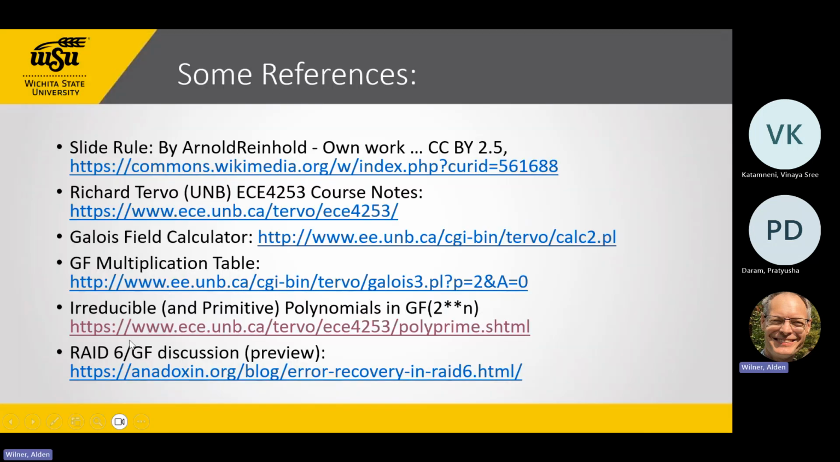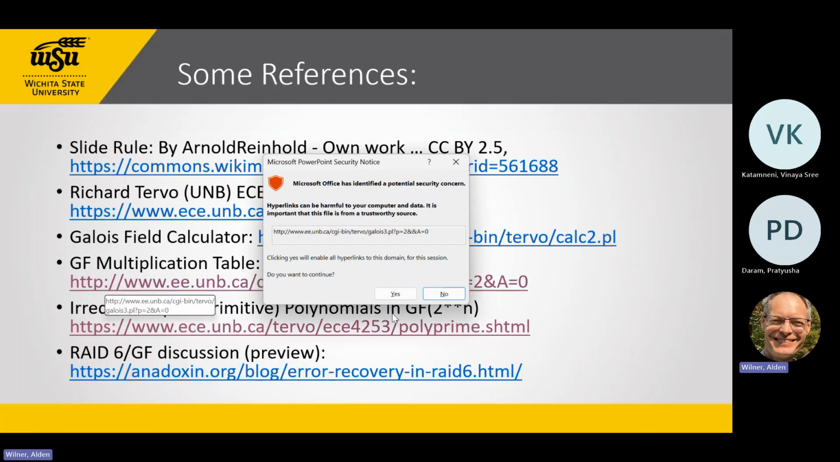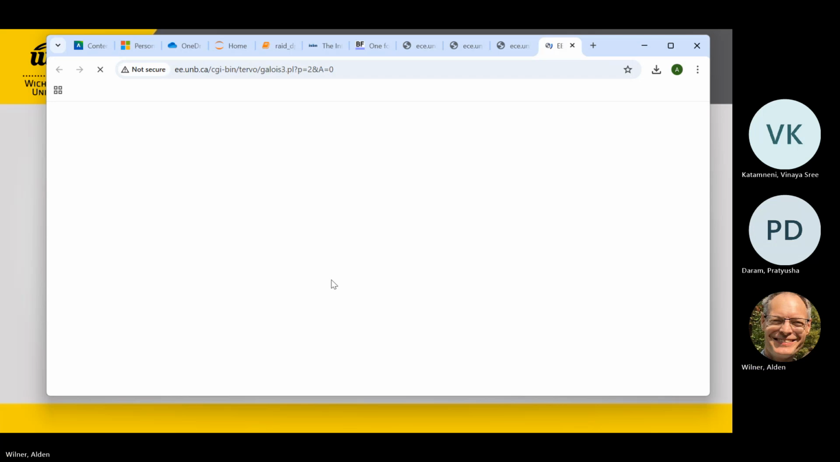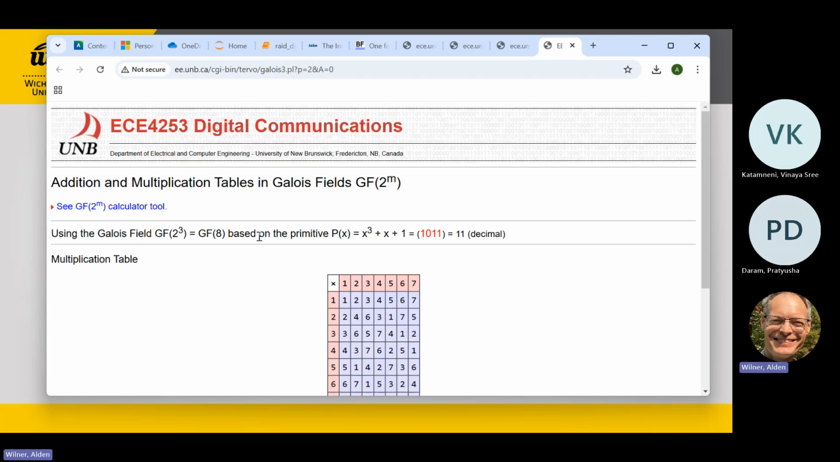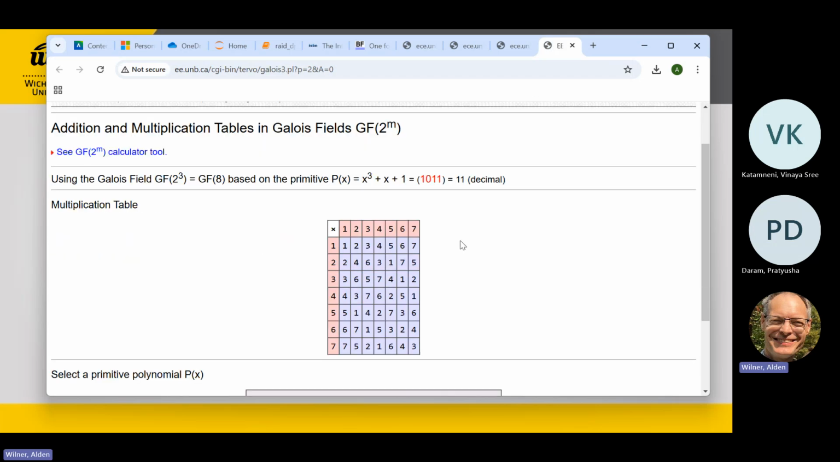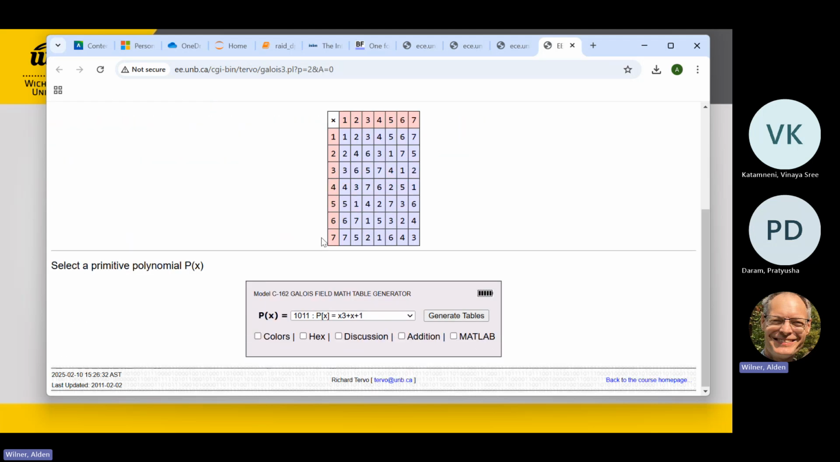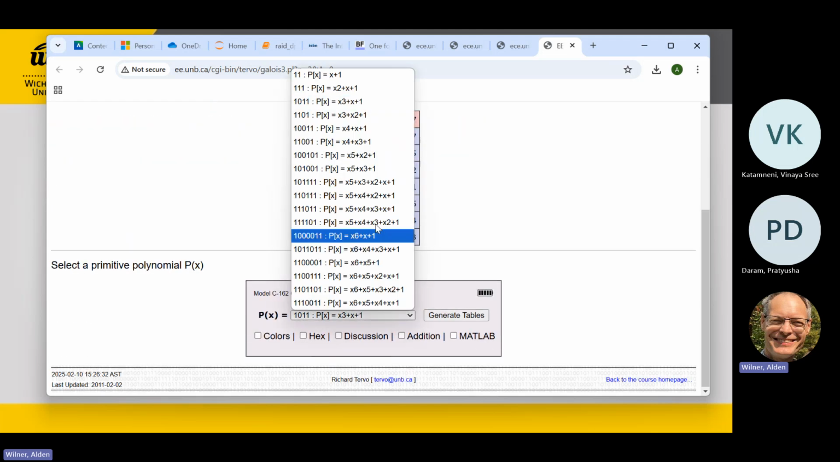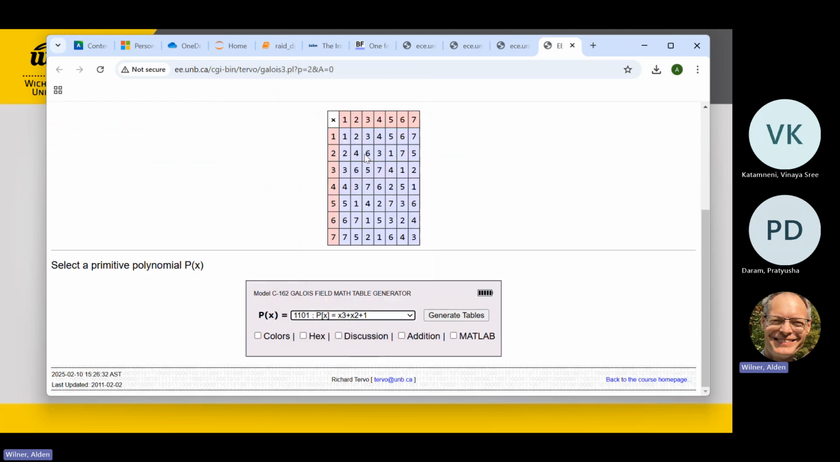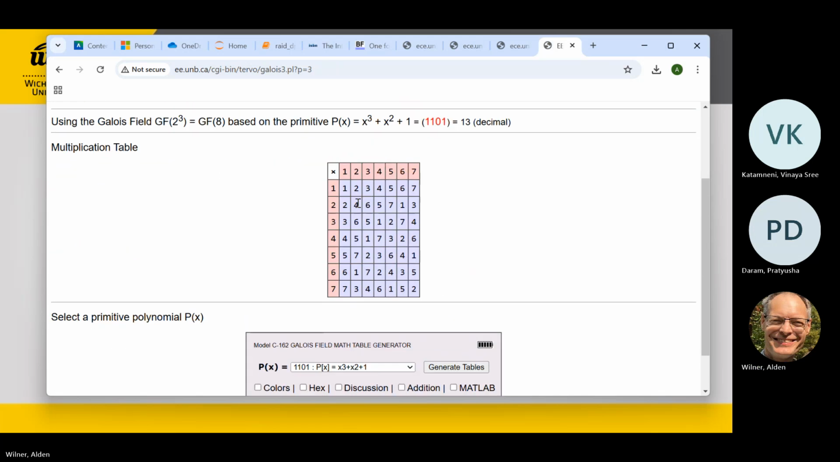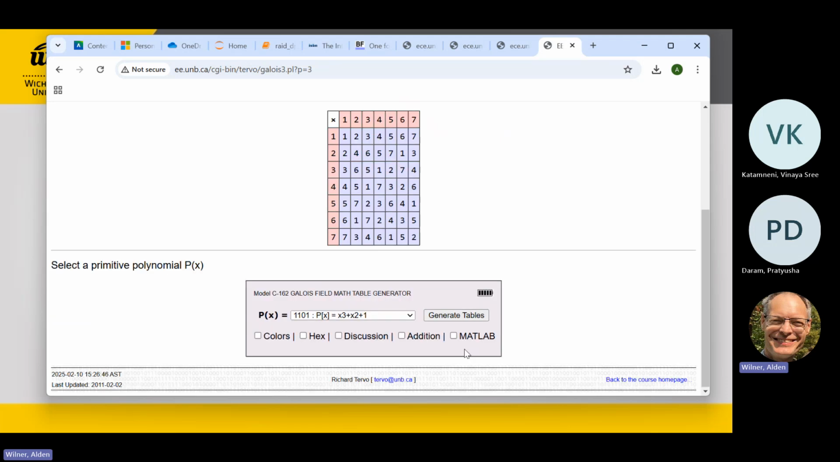Back to here. The next thing we can look at is, here's some multiplication tables. Galois field 2 to the 3 based on primitive polynomial 11. If I look at using 13, I get a different layout. All the same numbers are in there, they're just in different places.